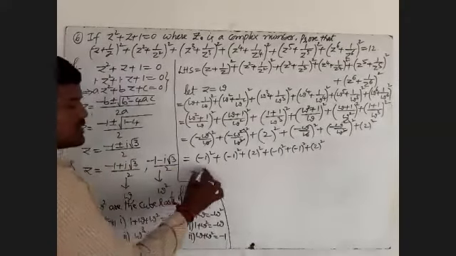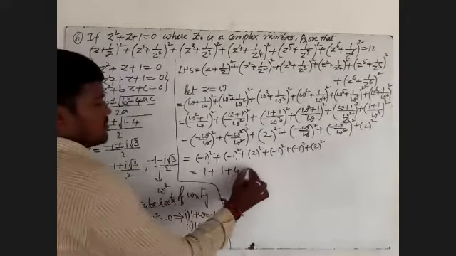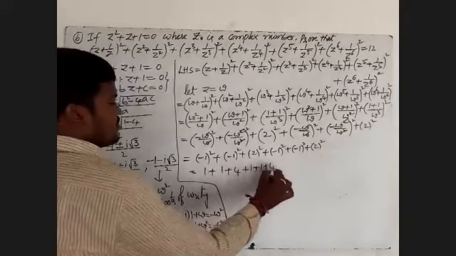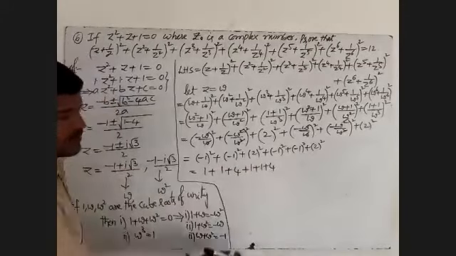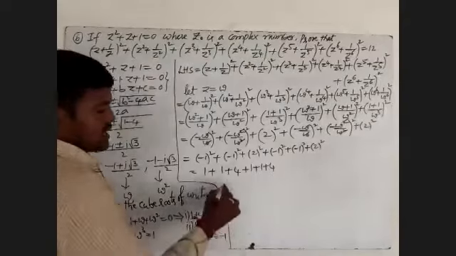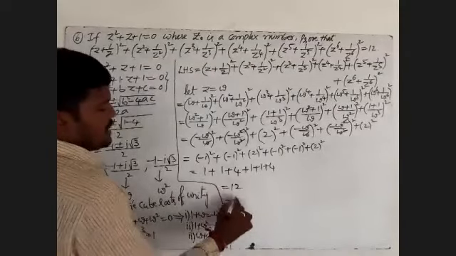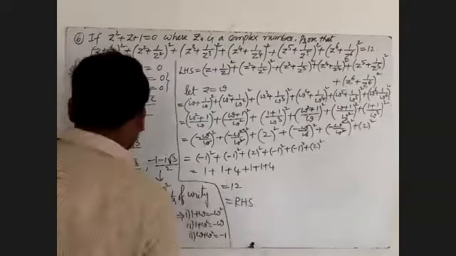Minus 1 whole square is 1, plus 1 plus 4 plus 1 plus 4. 4 plus 4 is 8. 8 plus 2 is 10. 10 plus 2 is 12. This is the value of RHS. We'll ask this in the given problem.